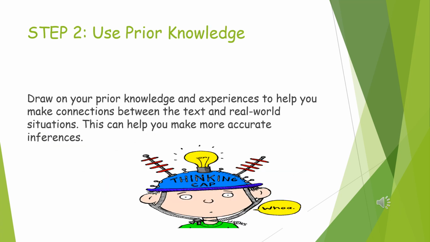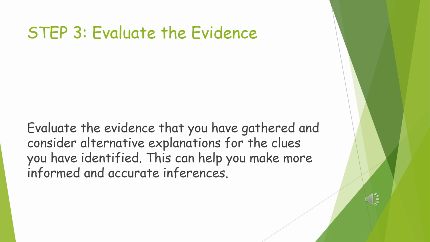Next, you need to draw on your prior knowledge and experiences to help you make connections between the text and the real-world situations. This can help you make more accurate inferences. Or in other words, you need to apply what you have already known while making the inferences, and you need to connect the knowledge with the details from the text. The third step is to evaluate the evidence that you have gathered and consider alternative explanations for the clues you have identified.